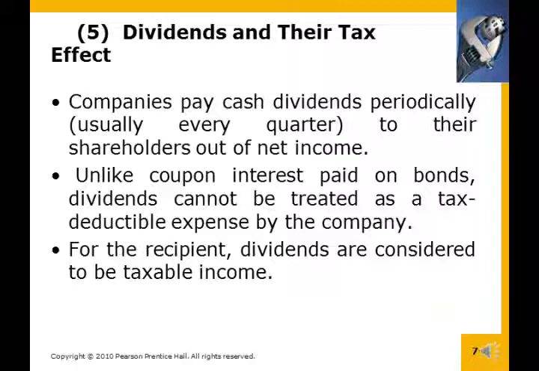The fifth characteristic is dividends and their tax effect. Companies pay cash dividends periodically to their shareholders out of net income, usually 4 times per year.